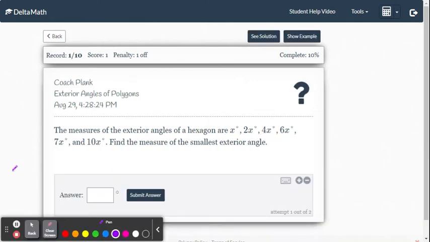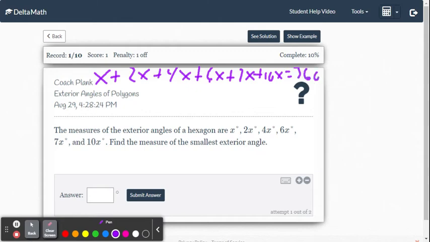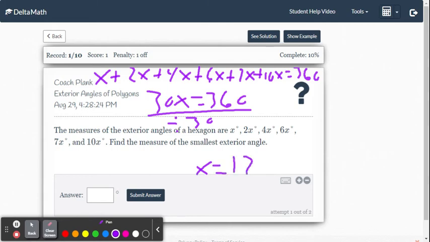All right, another example. The measures of the exterior angles of a hexagon are x, 2x, 4x, 6x, 7x, and 10x. Find the measure of the smallest exterior angle. Again, the sum of the exterior angles is always 360. So now we're just going to write the equation. x plus 2x plus 4x plus 6x plus 7x plus 10x equals 360. And so we combine like terms to get 3, 7, 13, 20, 30. So we get 30x equals 360. We divide both sides by 30, and you get x equals 12.